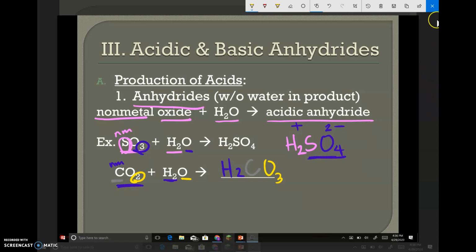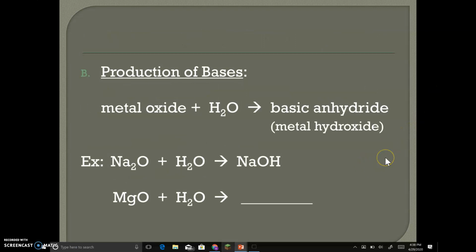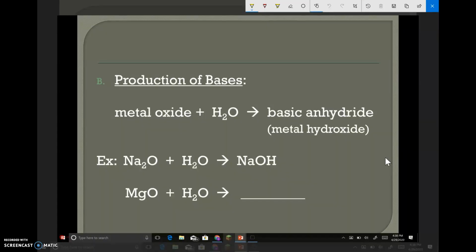Okay, the second type of anhydride we're going to talk about is a basic anhydride. A basic anhydride has a very similar formula. Instead of a non-metal oxide, you're going to have a metal oxide. So any kind of metal and oxygen plus water, and then you're going to get a basic anhydride, which is the same thing as a metal hydroxide. And notice no water in the product.